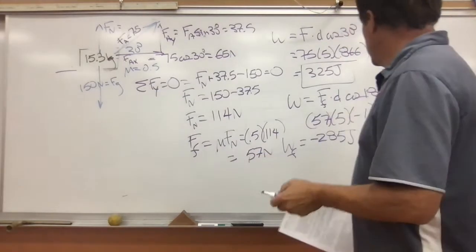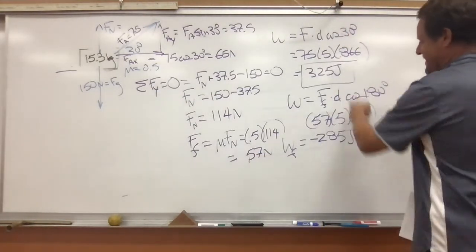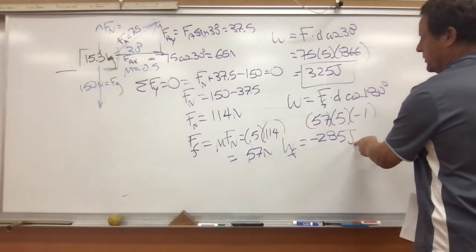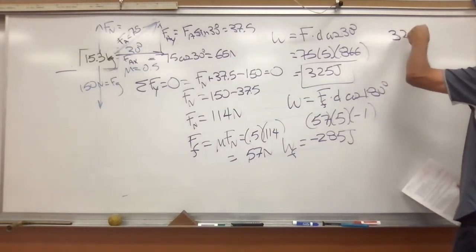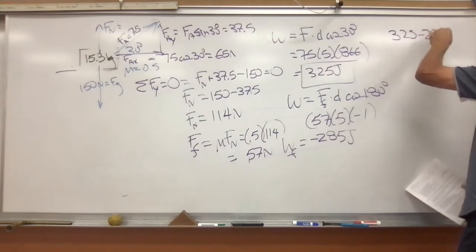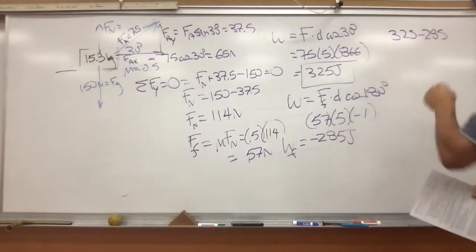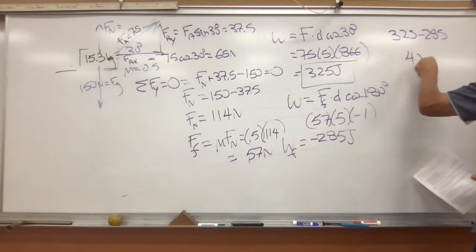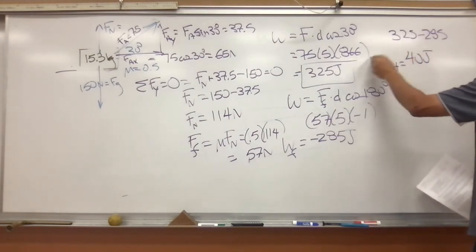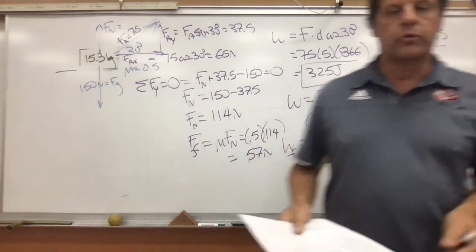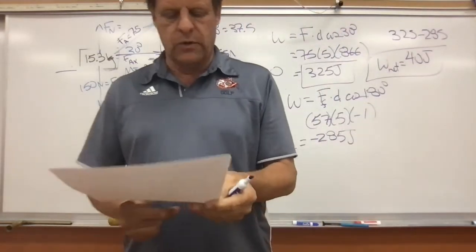All right, so now what's the net work? We're going to take the difference between these two, okay, and we're going to get 325 minus 285, and that is going to give us 40 joules. 40 joules is our net work.